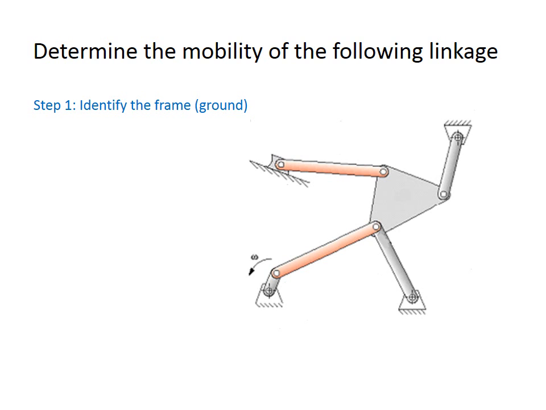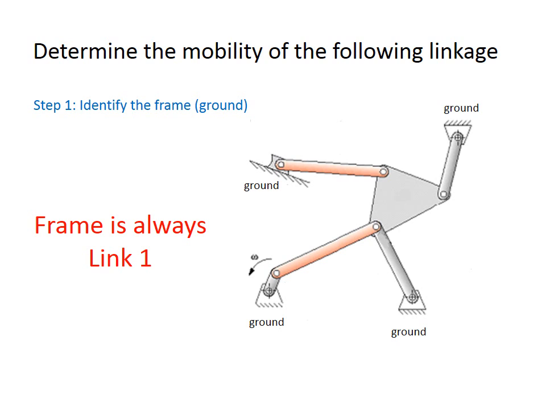In order to determine the mobility of the linkage or a mechanism, the first step is to identify the frame or the ground. The frame or the ground is the link which is stationary versus the other links. In this example, as we can see, this is the ground, which is connected by a pin joint and a link. We have a ground here, that slider moving on that, and also these 2 points are pinned down on the ground or the frame. Remember that we always count the frame as link 1.